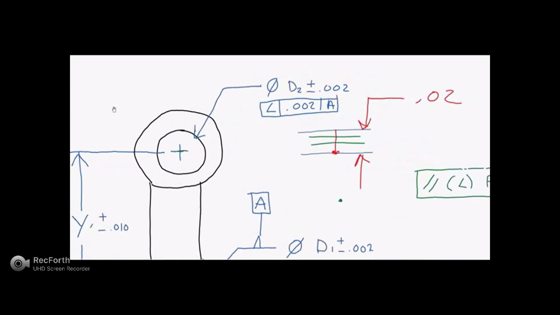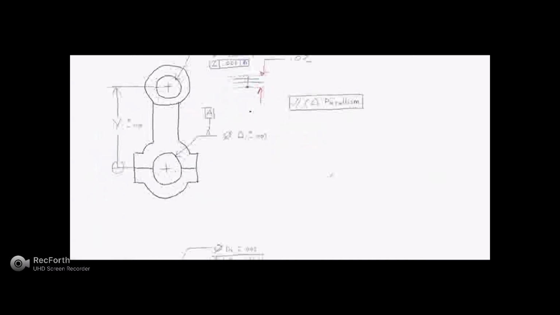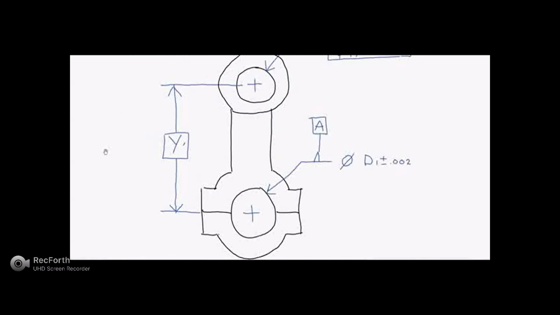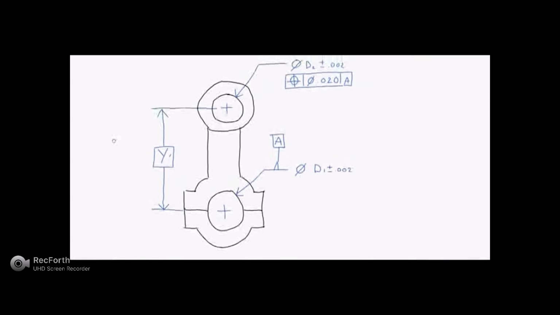Another approach is shown in this view, where we have actually used a position tolerance to control the distance between our datum feature D sub 1 and our upper hole feature D sub 2.